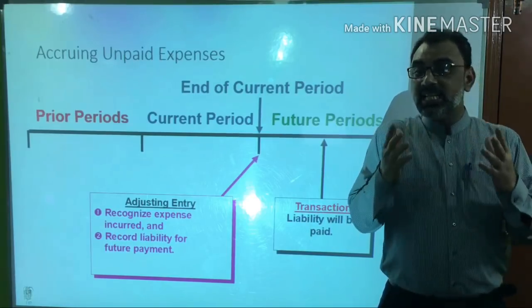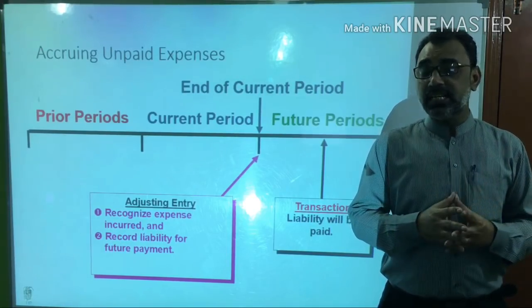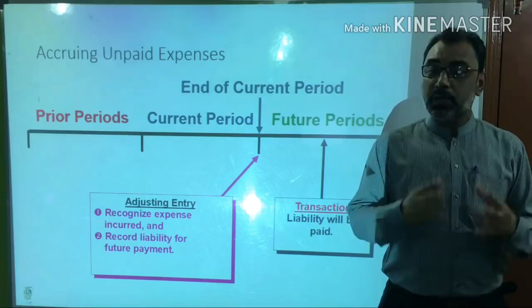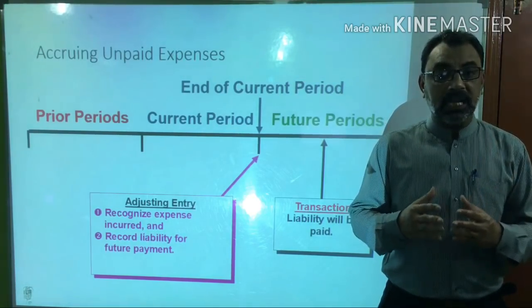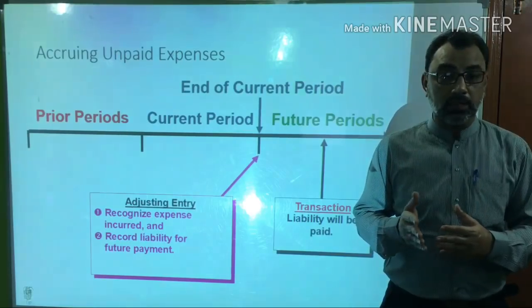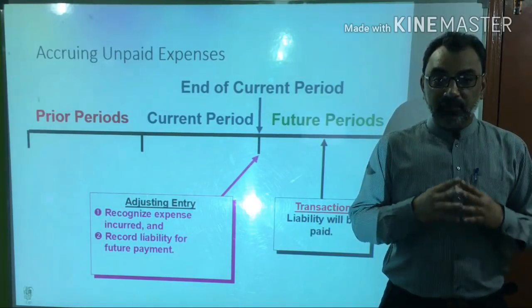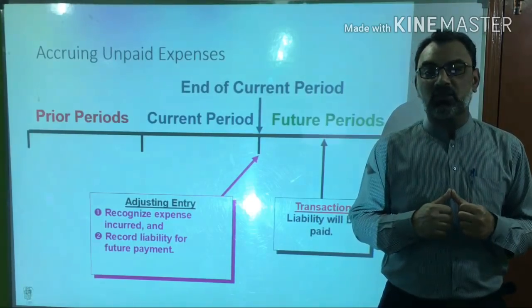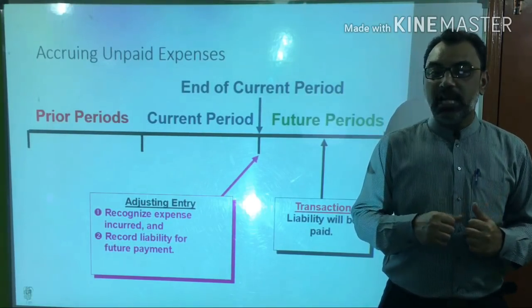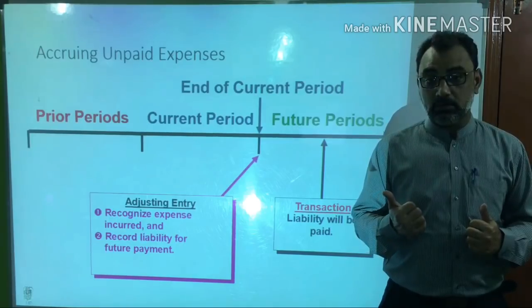At the end of the accounting period, an adjusting entry should be made to record any expenses that have accrued but have not yet been recorded, since these expenses will be paid at a future date. So the adjusting entry consists of a debit to an expense account and a credit to a liability account.